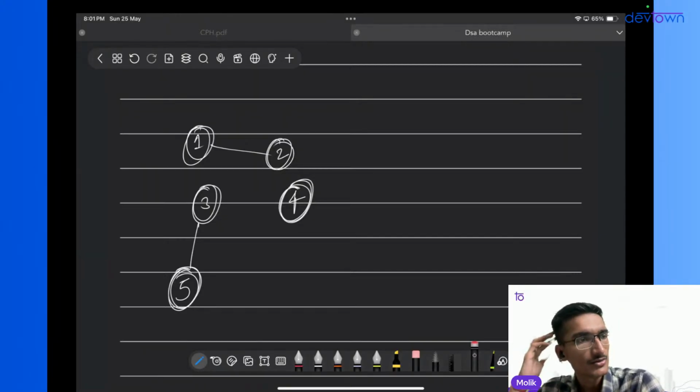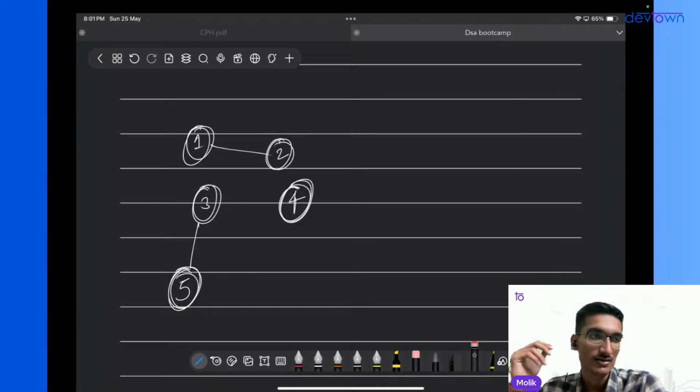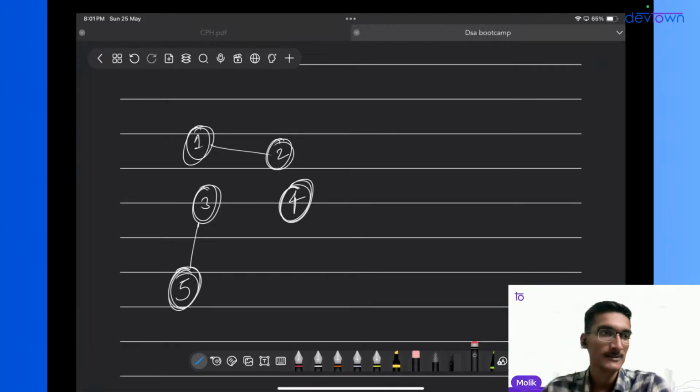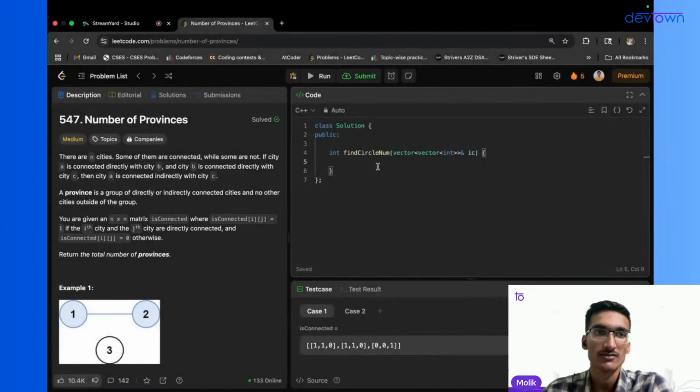Yes, actually you can use DFS or BFS, Bhavika. For now, to introduce you, I'll be using BFS in this problem. Yes, you are right, visit all the cities. So this problem can be solved by simply applying BFS.